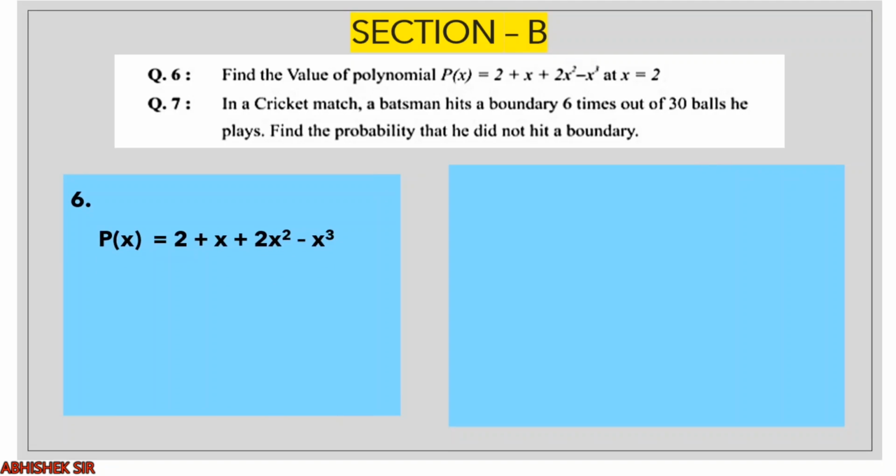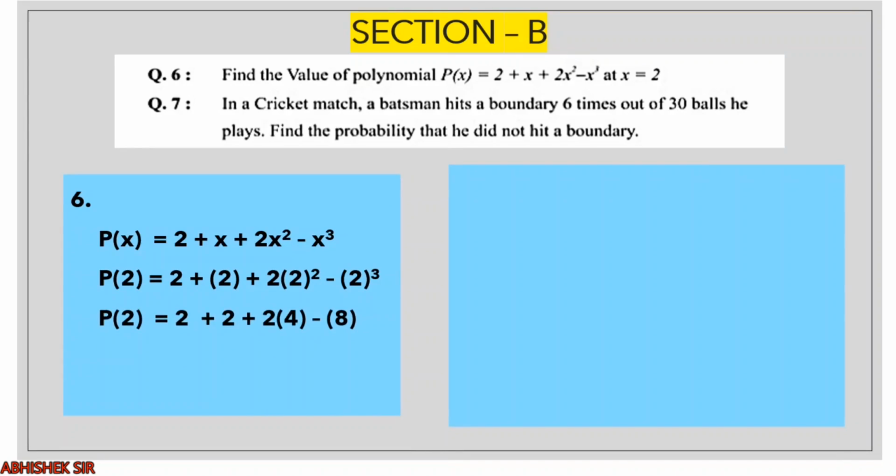P of x is 2 plus x plus 2x square minus x cube. Putting 2 instead of x, so it will become p of 2. So 2 plus 2 plus 2 into 2 square minus 2 cube. Now in the next step you can see 2 square is 4 and 2 cube is 8, and in the third term you see over here 2 4s are 8. So ultimately we have 2 plus 2 plus 8 minus 8. 8 and 8 will be gone. So only first two terms are remaining, that is 2 plus 2. Final answer is 4. Okay, so this was a very easy question.